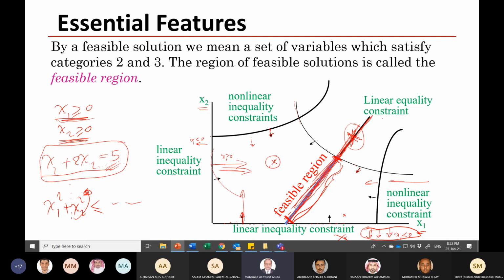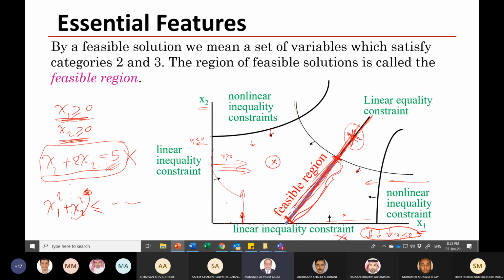For this specific problem, if the linear equality constraint is not there, and we have only the non-linear inequality constraints and x1, x2, all this region will be the feasible region. But if you have this equality constraint, you have a straight line. So the part of the line that satisfies all other constraints is the feasible region here.